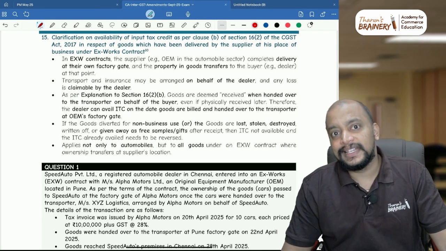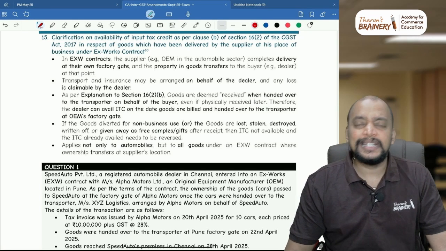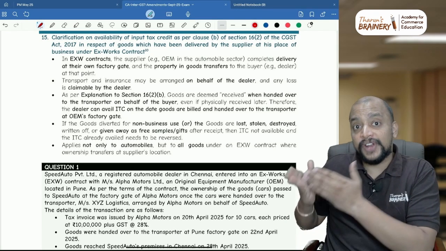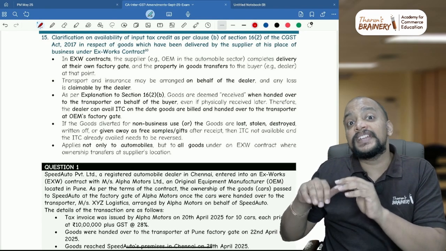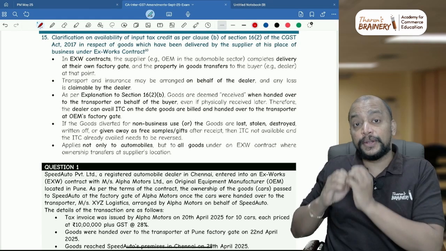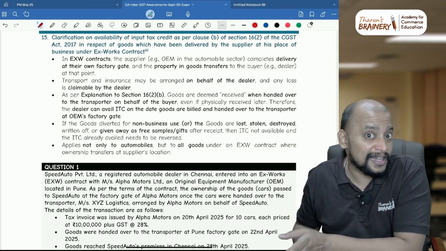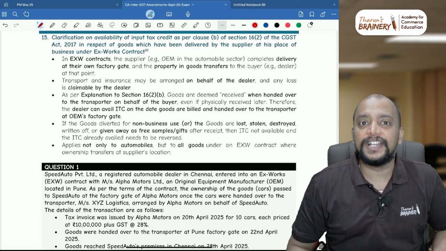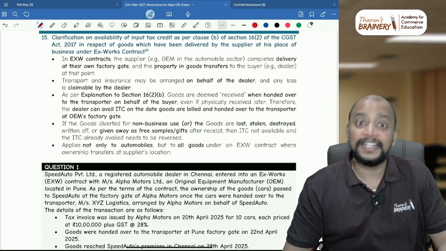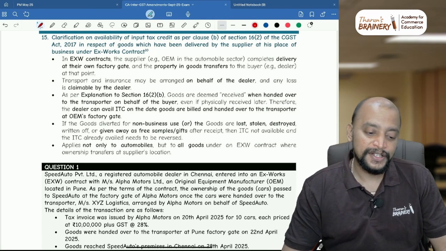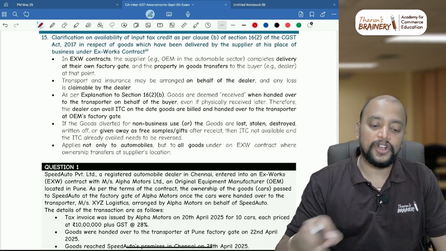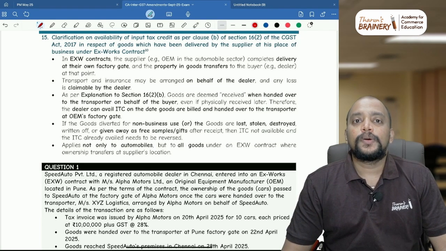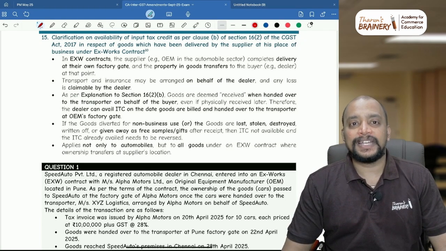For which they gave one point. That is, as and when the supplier hands over the goods to the transporter, deemed delivery gets attracted. As and when I hand over the goods to the transporter, it is deemed that you have received the goods or services. Consequently, you can take ITC. The deemed delivery concept is applicable.